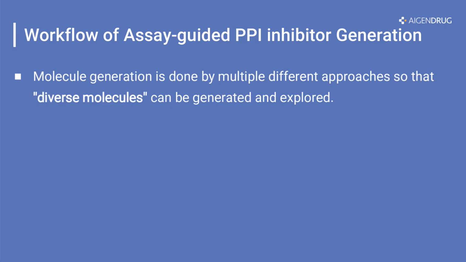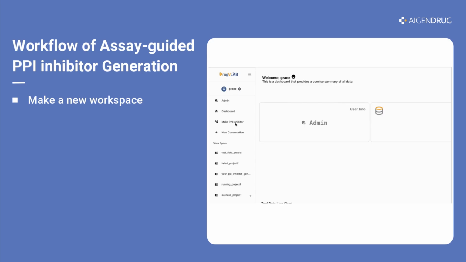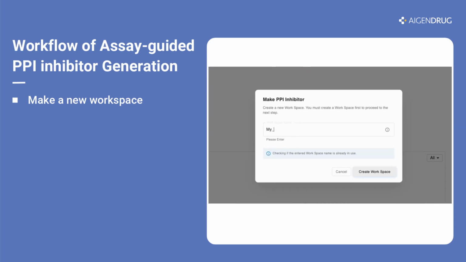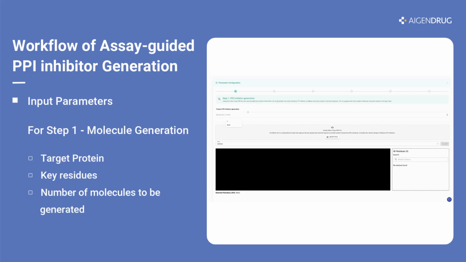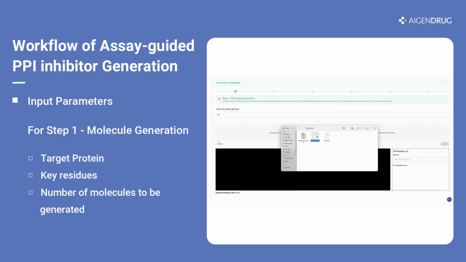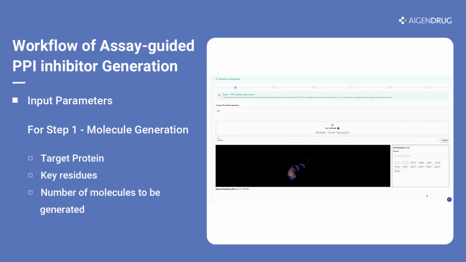Molecule generation is done by multiple different approaches so that diverse molecules can be generated and explored. Let's execute round 1. The first thing you have to do is to name your project or workspace. Now we will generate molecules as PPI inhibition candidates with 3 different molecule generation methods. To begin, you'll need to input parameters for each step. For step 1, molecule generation, upload your target protein file. Specify the key residues, and set the number of molecules you want to generate.